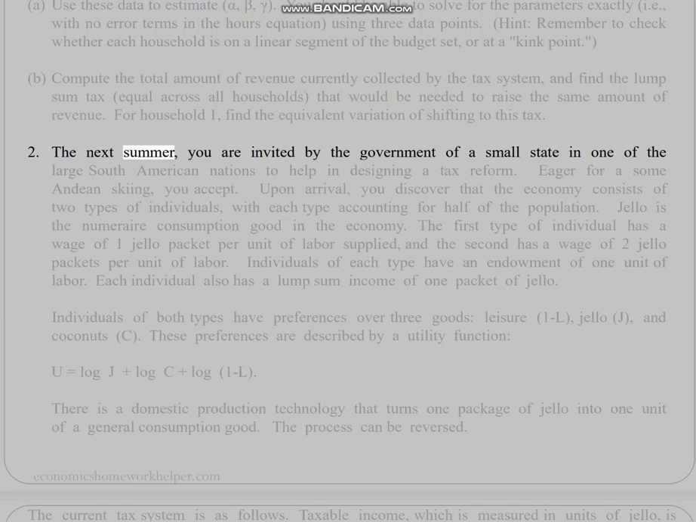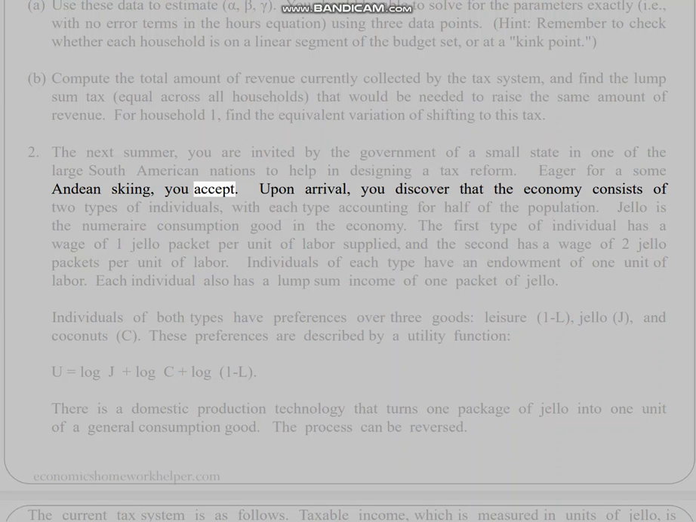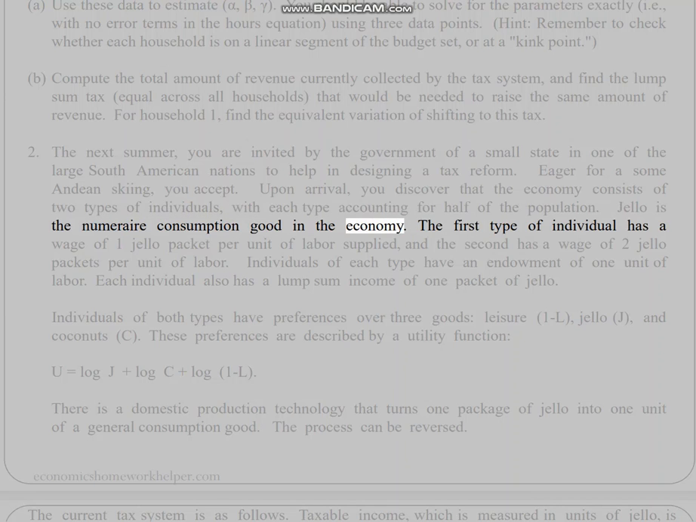2. The next summer, you are invited by the government of a small state in one of the large South American nations to help in designing a tax reform. Eager for a summer of Andean skiing, you accept. Upon arrival, you discover that the economy consists of 2 types of individuals, with each type accounting for half of the population. Jello is the numeraire consumption good in the economy.